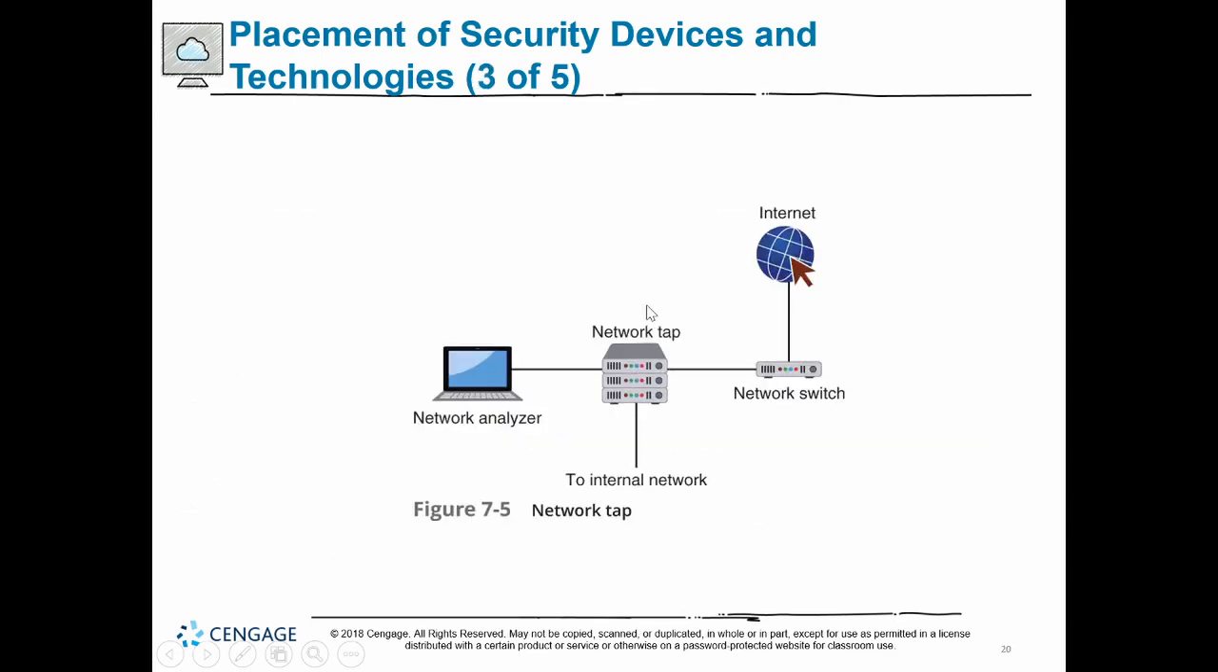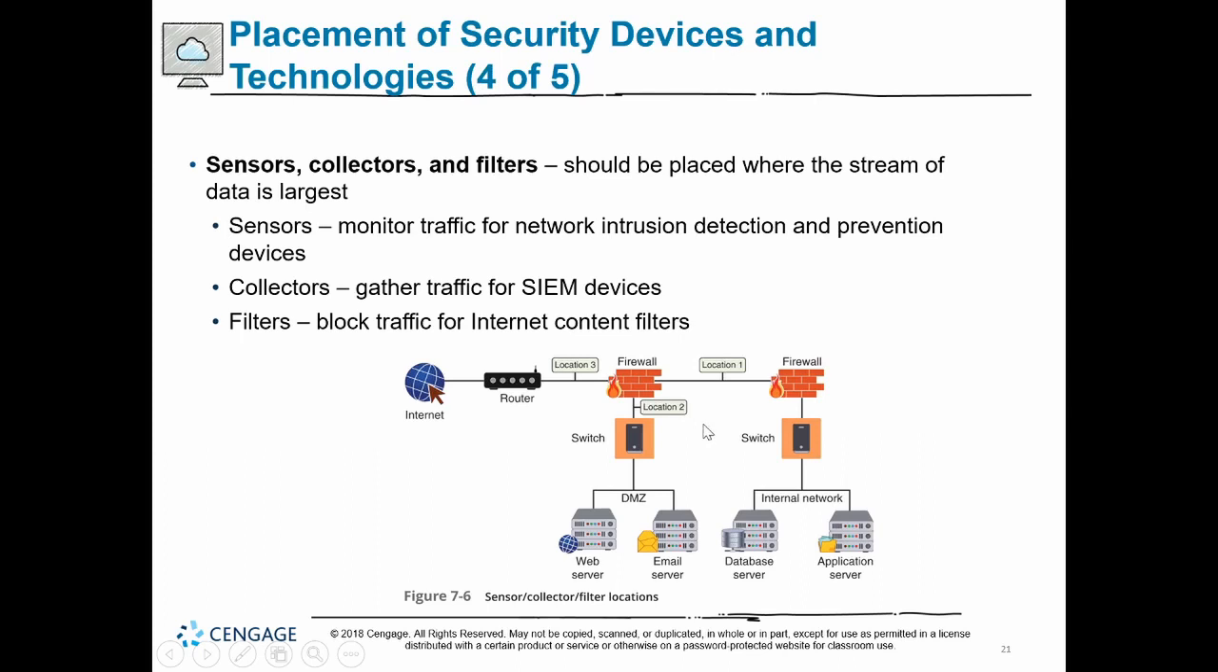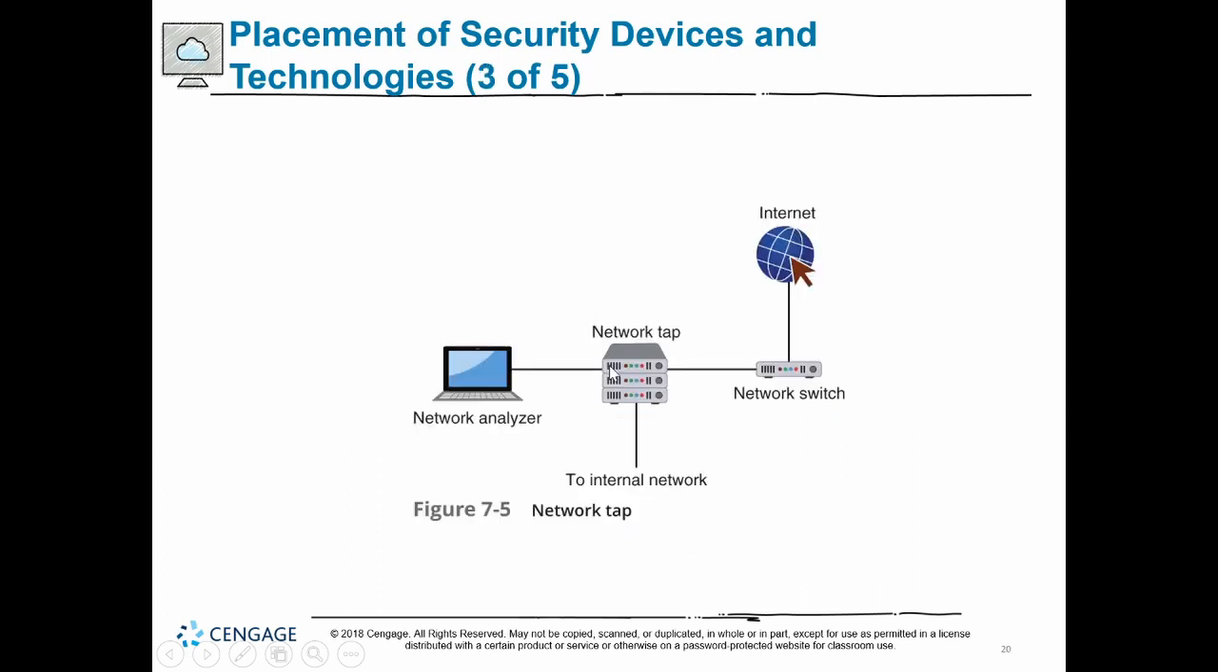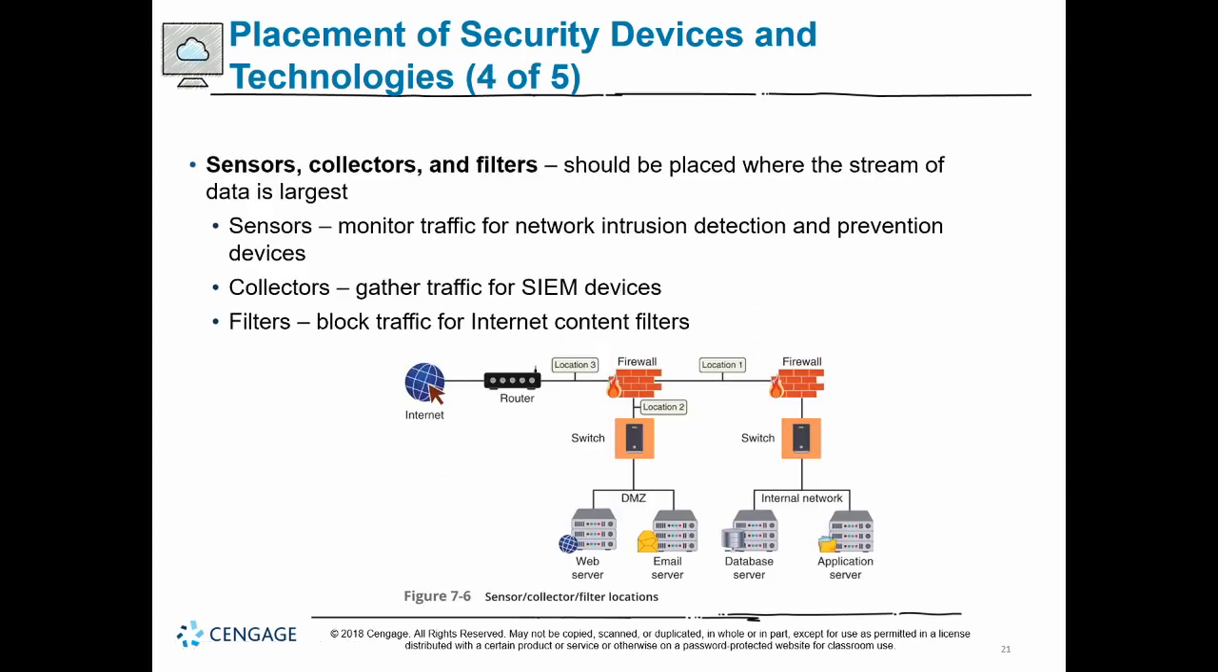Sensors, collectors, and filters should be placed where the stream of data is the largest. Sensors monitor traffic for network intrusion detection and prevention devices. Remember IDS, IPS. Collectors gather traffic for SIEMs.